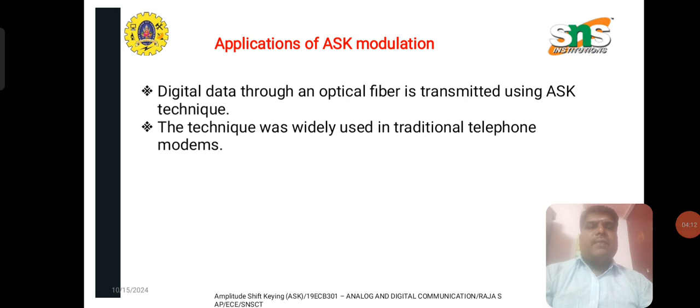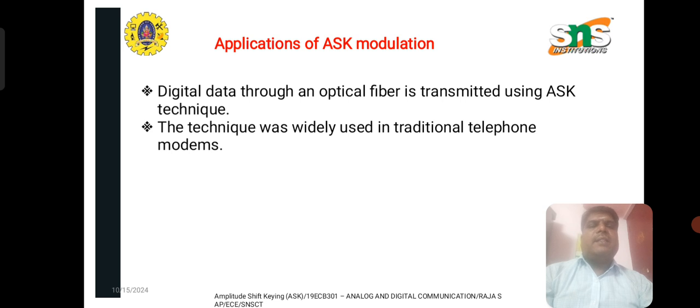So in this YouTube video, I discussed what is meant by ASK, that is amplitude shift keying. Amplitude shift keying means whenever data 1 comes, the carrier signal will be transmitted. Whenever data 0 comes, no pulse is transmitted. And I discussed the generator and also the detector. Detector means we have to recover the original input signal from the ASK waveform.